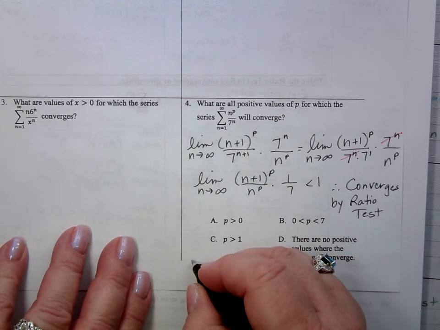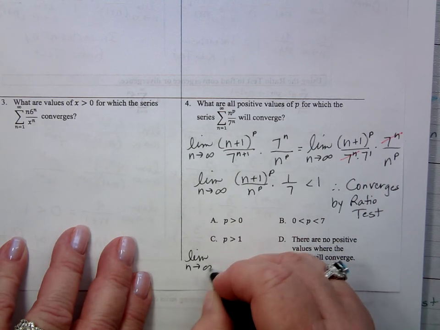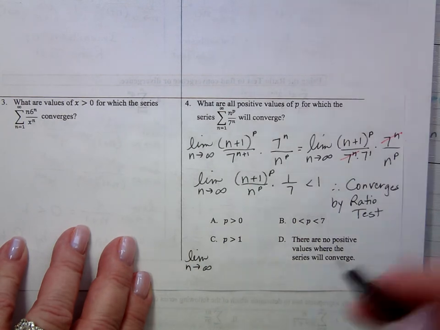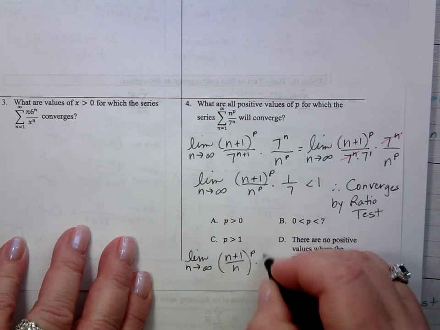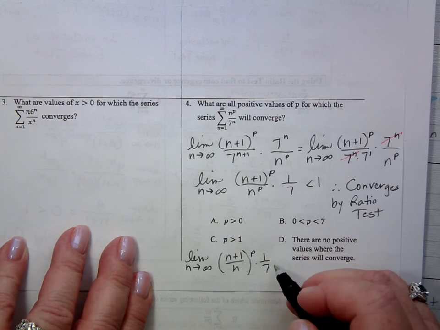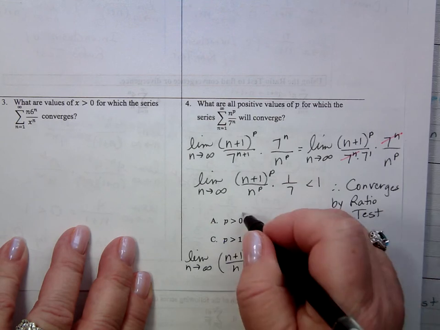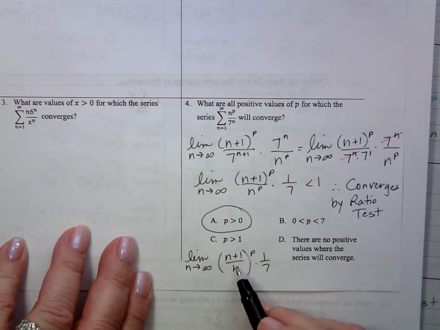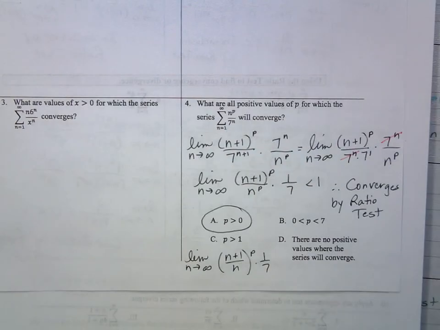Let me show you. If I write it as the limit as n approaches infinity of ((n plus 1) over n) to the p power times 1/7, in order for that to always stay less than 1, my power p has to always be a positive number. So p is greater than 0. This seemed to make more sense to most of the kids: if you have a power there, the power has to be greater than 0 in order for that to be a 1/7 so it converges. So that's the first one that I want to show you.